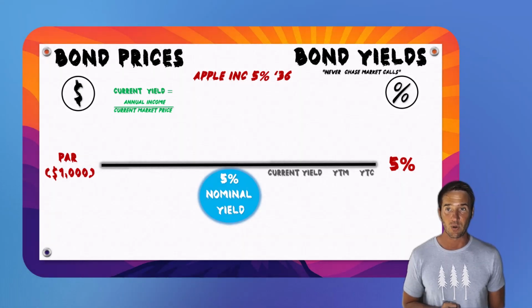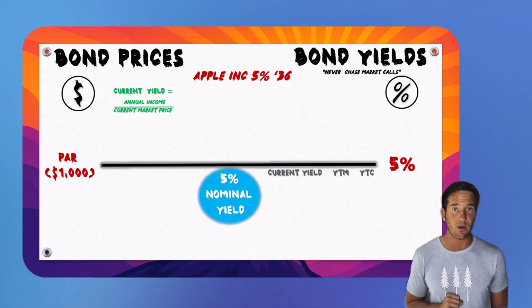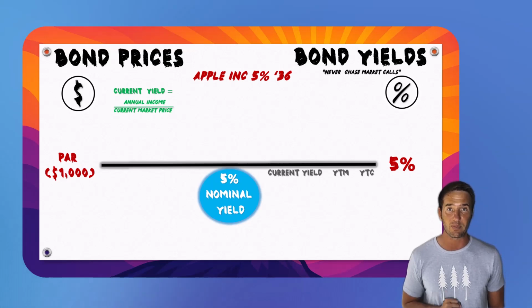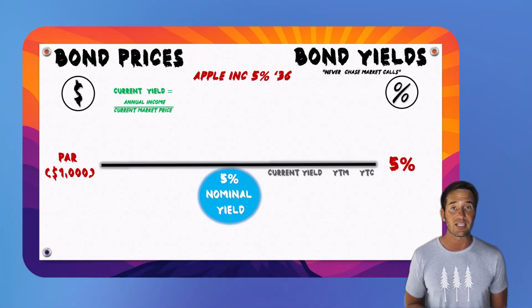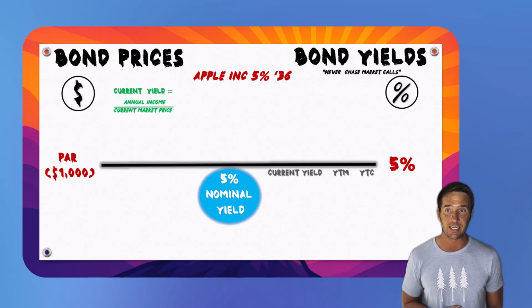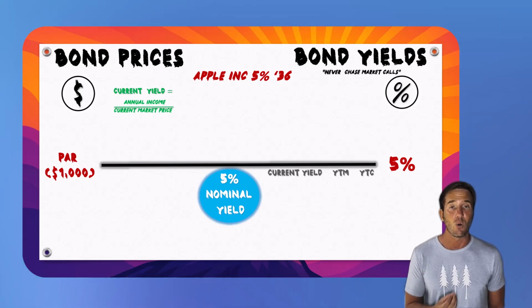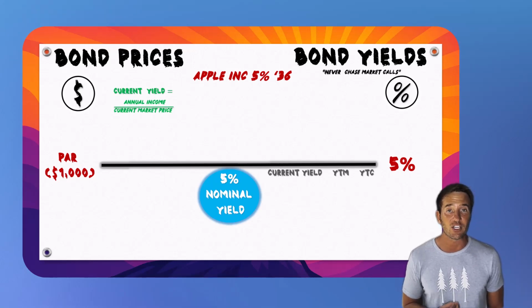All right, let's run through a scenario. So you bought this bond brand new from Apple with a 5% coupon, but a couple years down the line, you decide that you need to sell it. You cannot wait until 2036 to get your money back. So now when you go to try to sell it, you're going to sell it in the secondary market to another investor. But that other investor has other options.